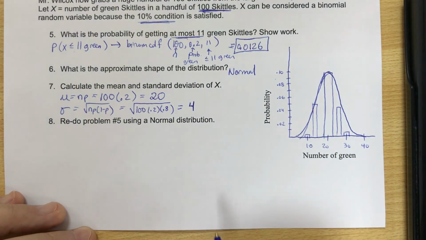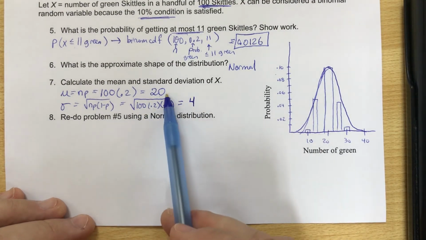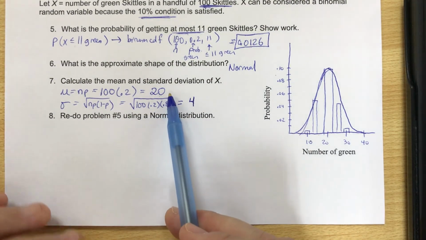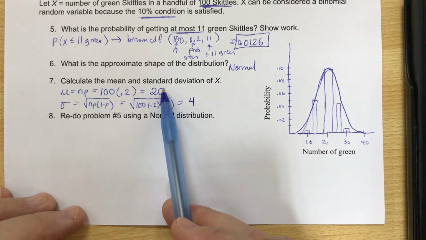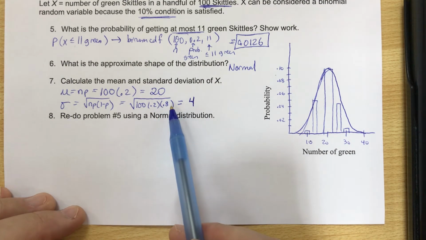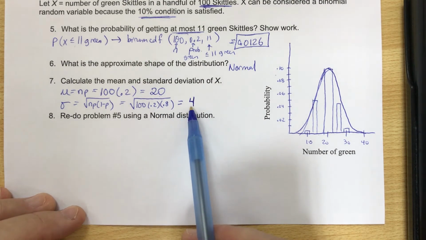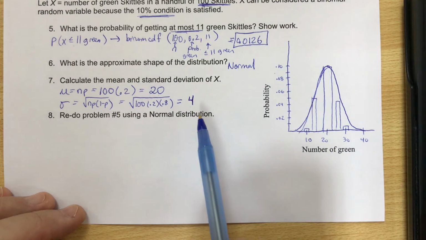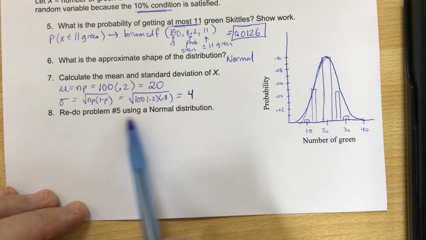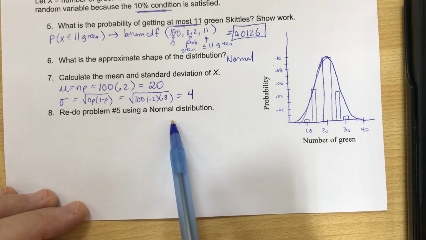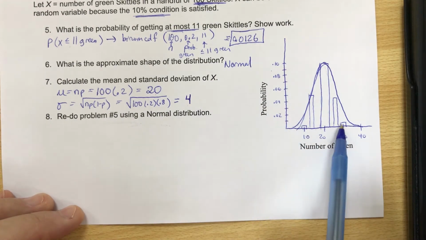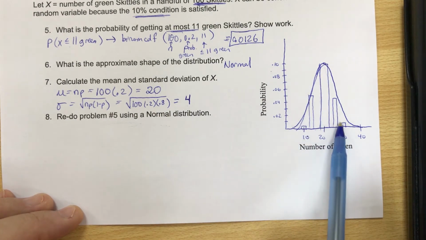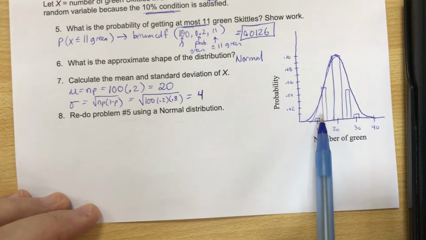So the mean is 20. If we were to repeat this many, many times, we would expect to get 20 greens on average, and we would expect the number of greens to typically vary by 4 from the mean. Now, if we redo this problem using a normal distribution, kind of shown on the side here, and again, you'll see this in class, if you do this experiment, you will see the normal shape take place.